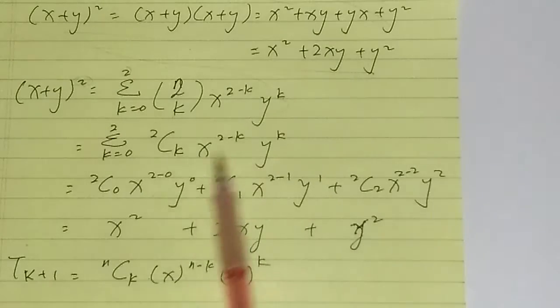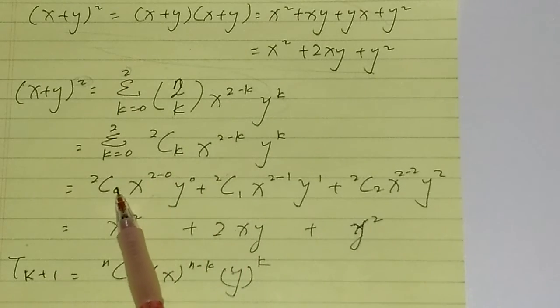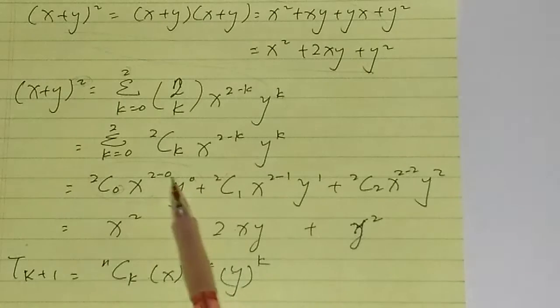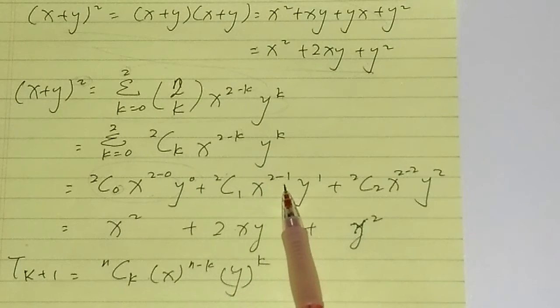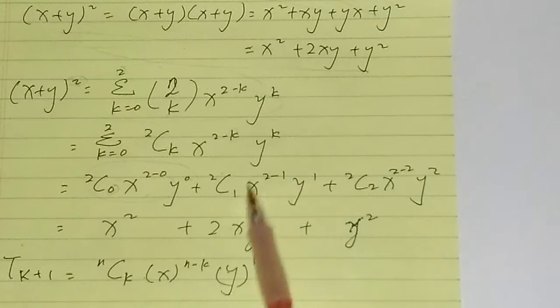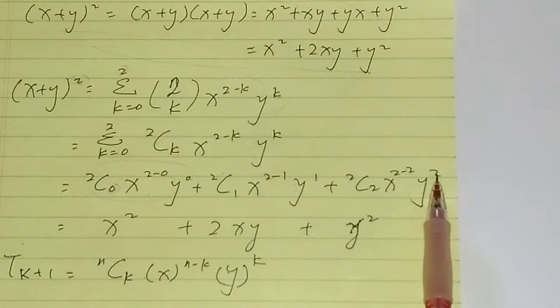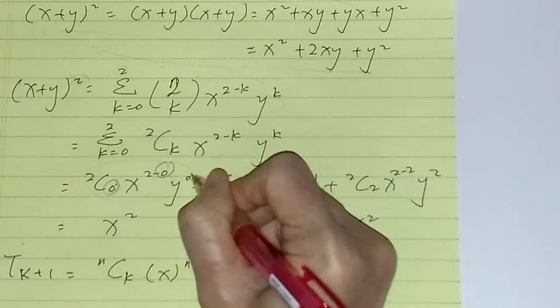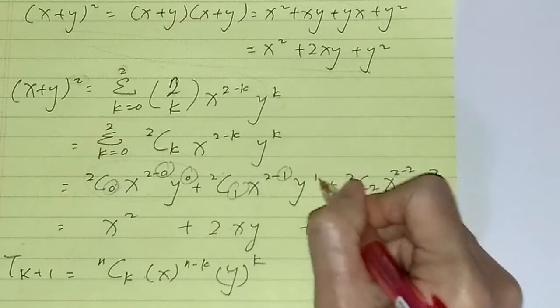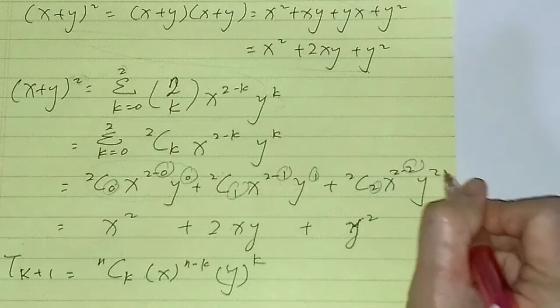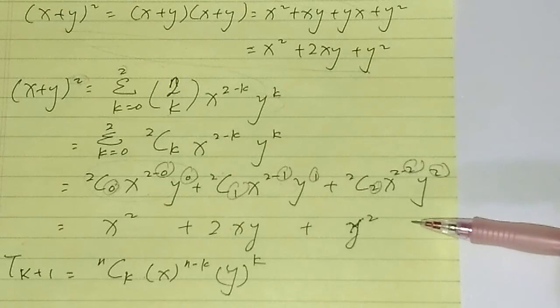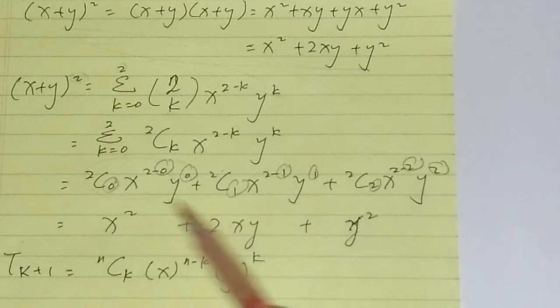Okay, so let's substitute. The first term is when k is 0. This is the first term. When k is 1, this is the second term. When k is 2, this is the third term. So this is the so-called k. And then the next step is just to tidy up the maths.